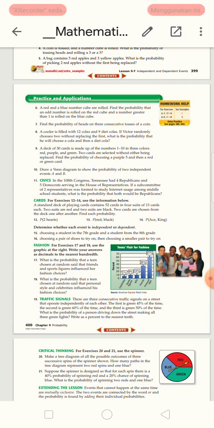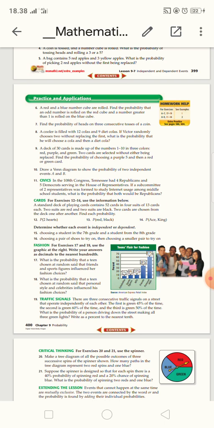Find the probability that one odd number is rolled on the red cube and a number greater than 1 is rolled on the blue cube. 7. Find the probability of heads on two consecutive tosses of a coin.